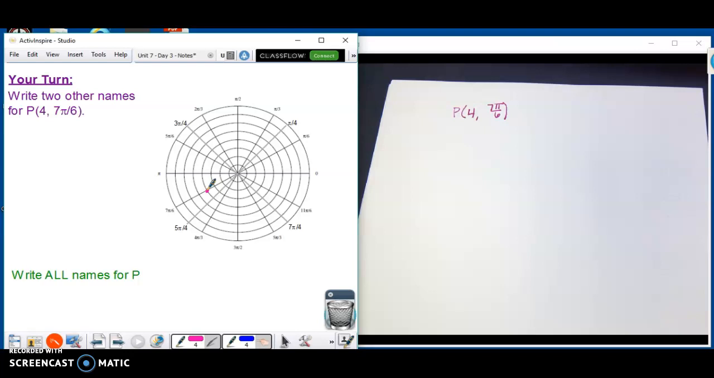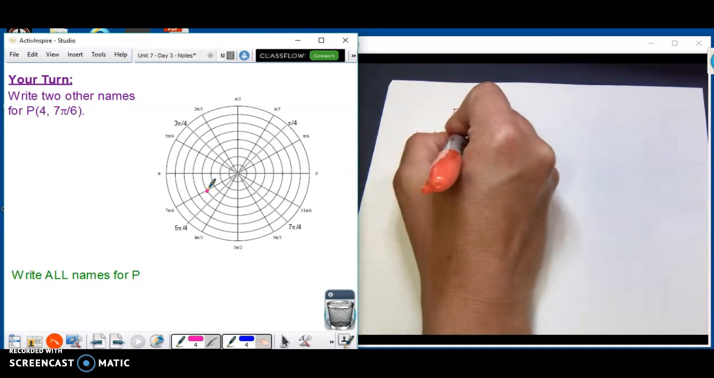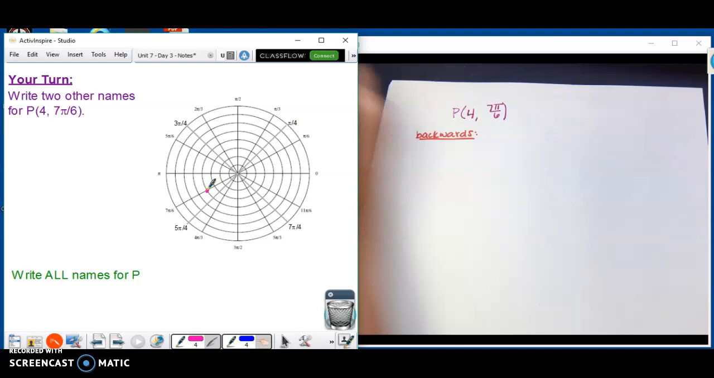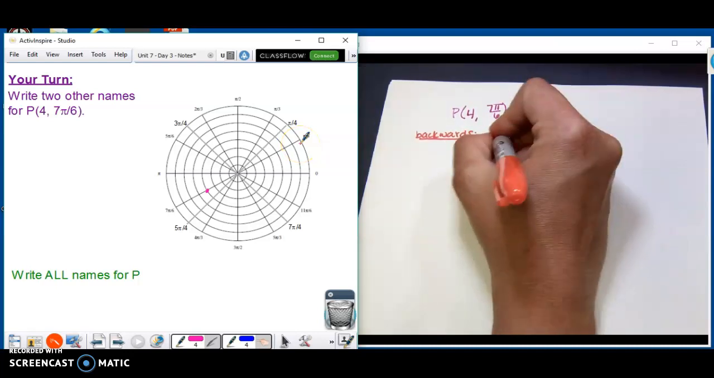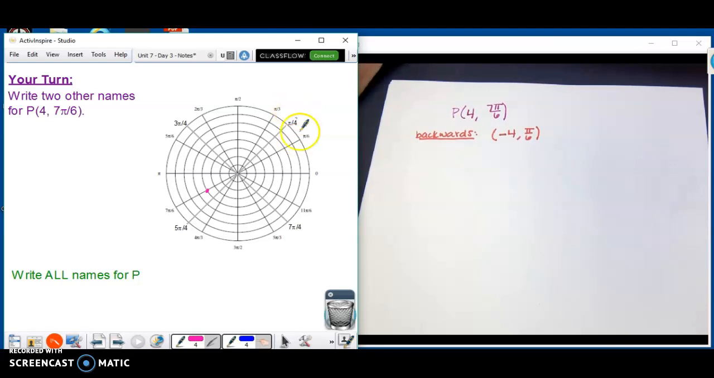So then from there, we want to write 2 other names for this point. I like to just do the backwards one first. Because we have the graph, with the backwards one you can just look. 7π/6 connects with π/6. So the backwards one would be (-4, π/6). And once again, let me explain why. If you're at π/6 and I told you to go backwards 4 spaces, you would end up there.